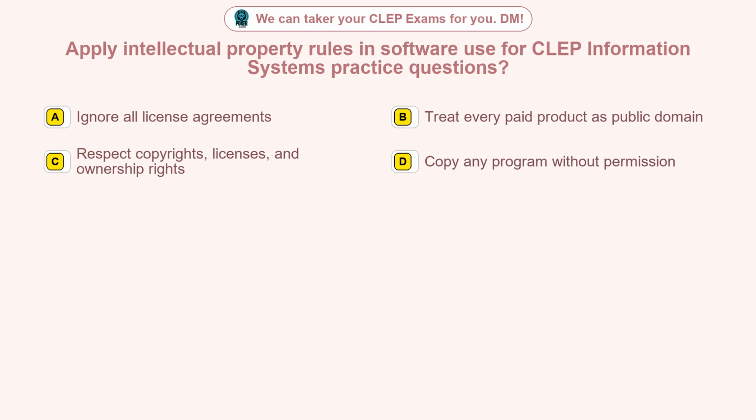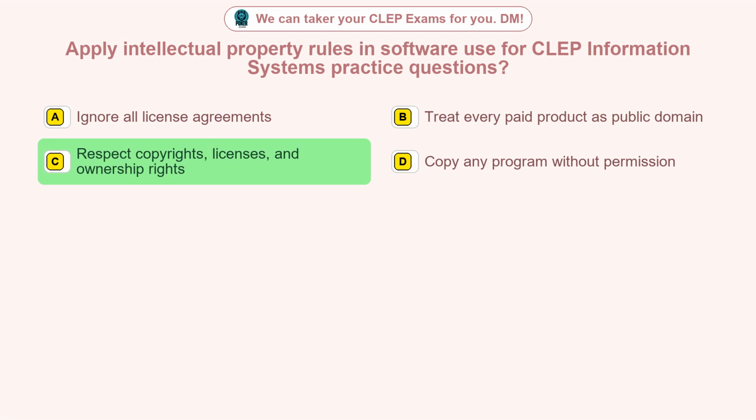Question 98. Apply intellectual property rules in software use for CLEP Information Systems practice questions. Option A. Ignore all license agreements. Option B. Treat every paid product as public domain. Option C. Respect copyrights, licenses, and ownership rights. Option D. Copy any program without permission.